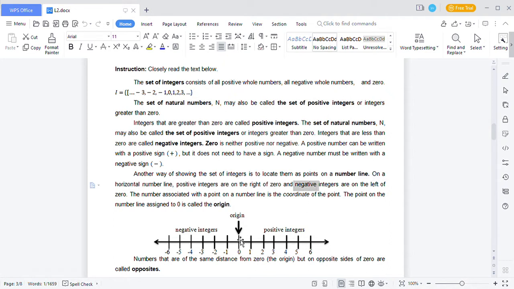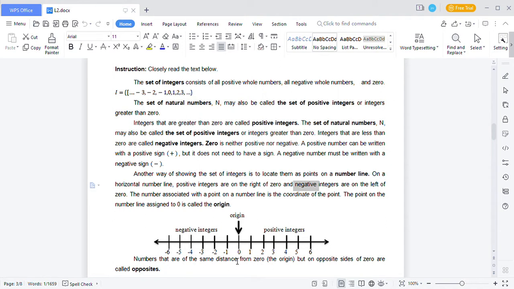And negative integers are on the left of 0. So we will start here negative 1 until negative 6 and so on. So these are what we call the negative integers here. The number associated with a point on a number line is the coordinate of the point. So the point on the number line assigned to 0 is called the origin.